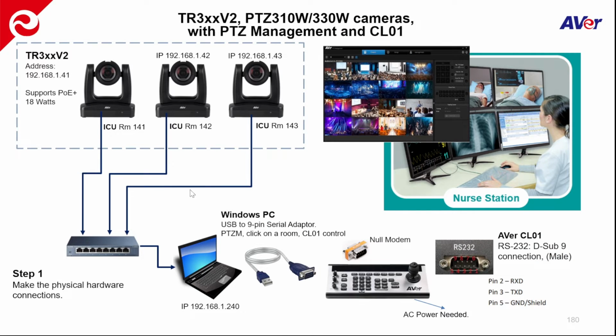So step one is you're going to make the physical connections, right? So the cameras are on the network going through a switch, and then we have a Windows PC. You are going to need a USB to 9-pin serial adapter like shown here. And then with that, it's going to make a direct connection to the RS-232 9-pin connection on the back of the CL01. You'll probably have to go through a null modem. This basically flips the transmit and receive lines so that the CL01 will communicate with your laptop.